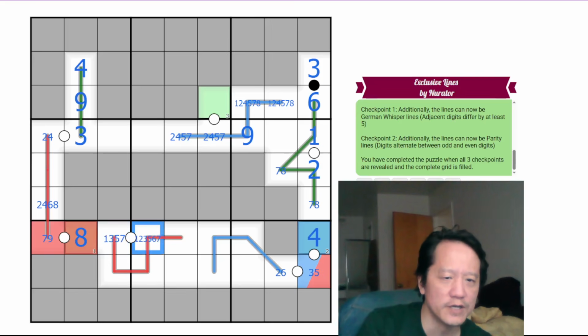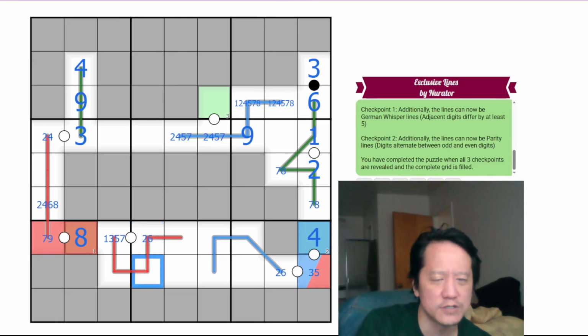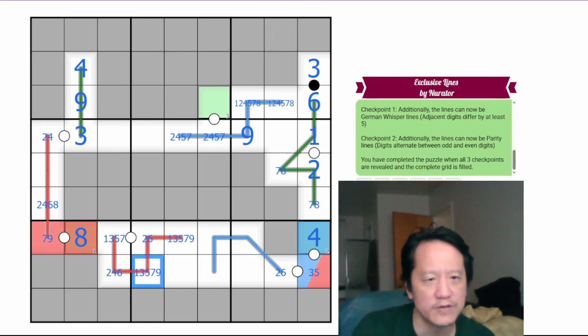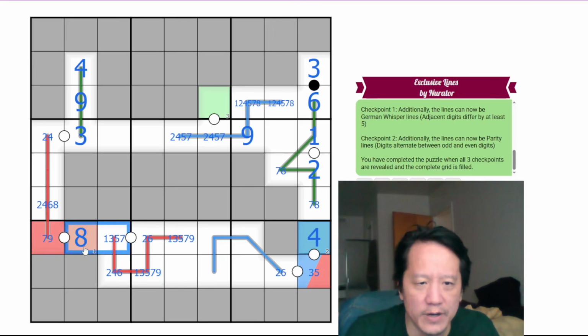This is then 2 or 6. This is odd: 1, 3, 5, 7, 9. And this is 2, 4, 6, 8. Cannot be 8 because of 8 in the box. So this is 2 or 6, which is consecutive with 1, 3, 5, or 7, so that works.